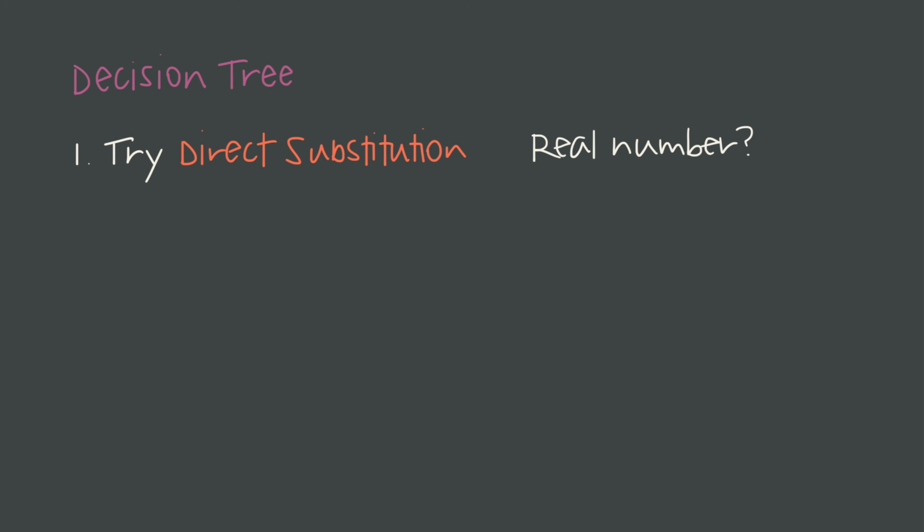So that was a lot, but remember, it all comes down to this 4-step decision tree. We always try direct substitution first, and if we get a real number, then we're done. That is the value of the limit.